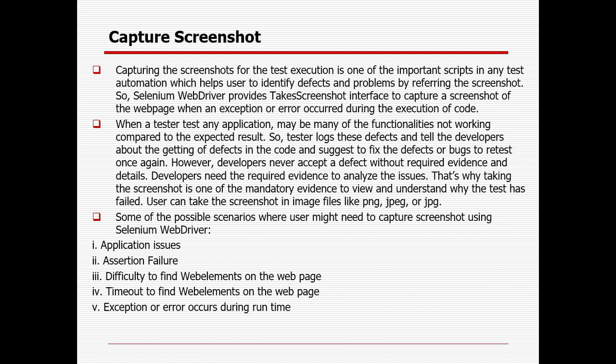When a tester tests any application, maybe many of the functionalities are not working compared to the expected result. So the tester logs this defect, tells the developer about the defect in the code, and suggests fixing the defect or bug to retest once again. However, the developer will not accept it, BA will not accept it, until you provide that particular evidence. The developer might sometimes need to analyze it based on your screenshot. That is the reason screenshot taking is mandatory as part of your evidence, so that you can justify it to the respective stakeholder. A screenshot can be taken in different formats like PNG or JPG. So what are the primary reasons also apart from that?